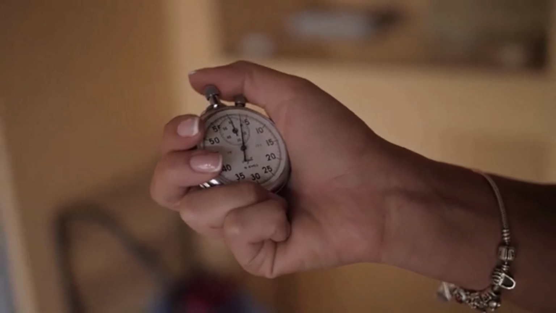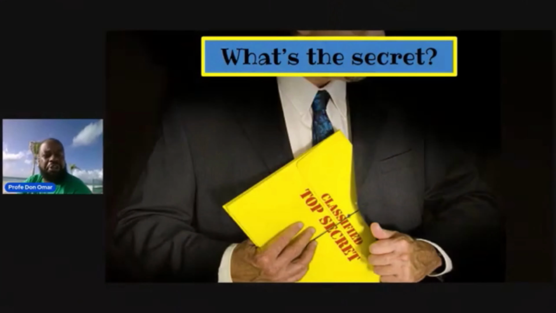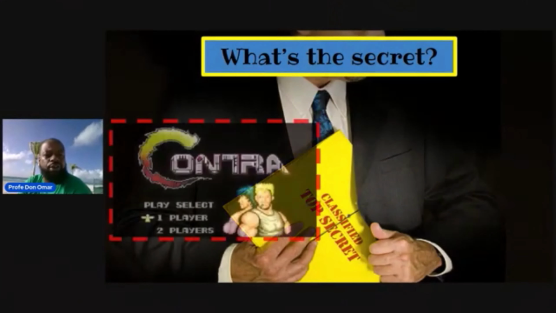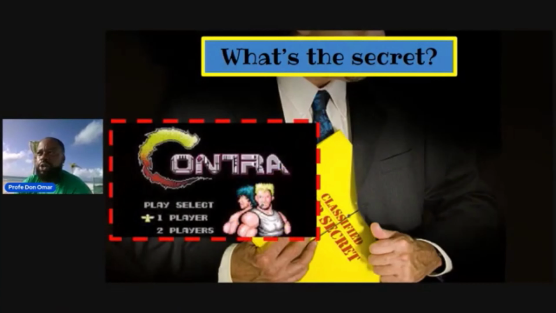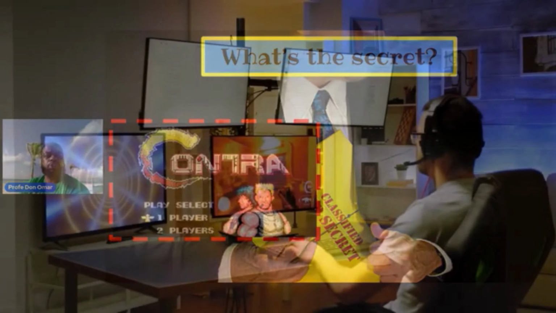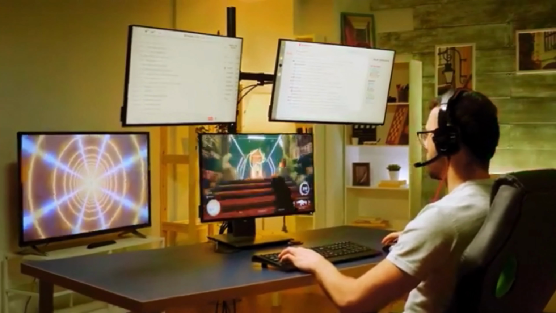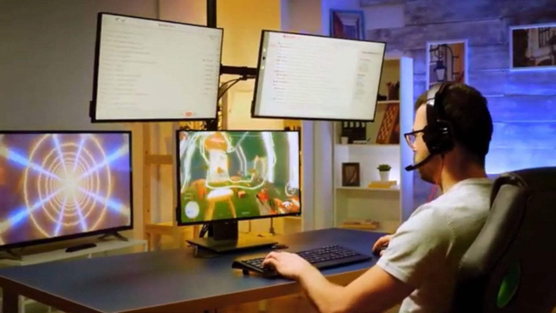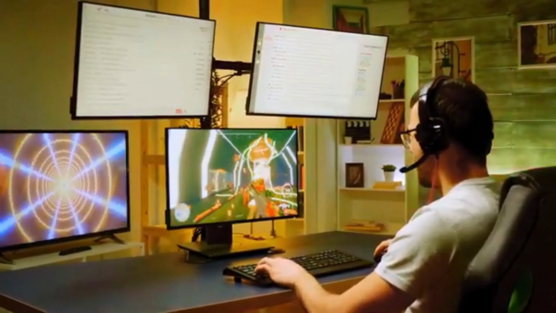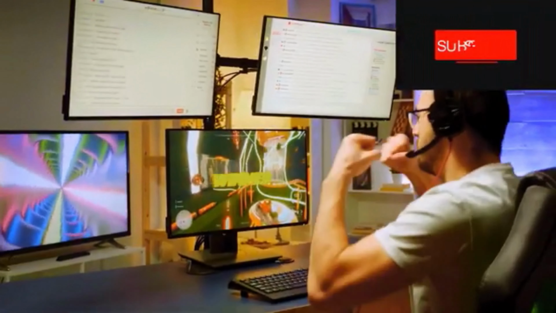Stay with me here. What is the secret? We're talking about El Código Secreto. We got the cheat code, ladies and gentlemen. If you remember Contra, this was a video game we played in the past, but you know how old I actually am. That code was up, down, left, right, A, B, select, start. So it gave us secret hidden weapons, energy, lives, things of that nature.